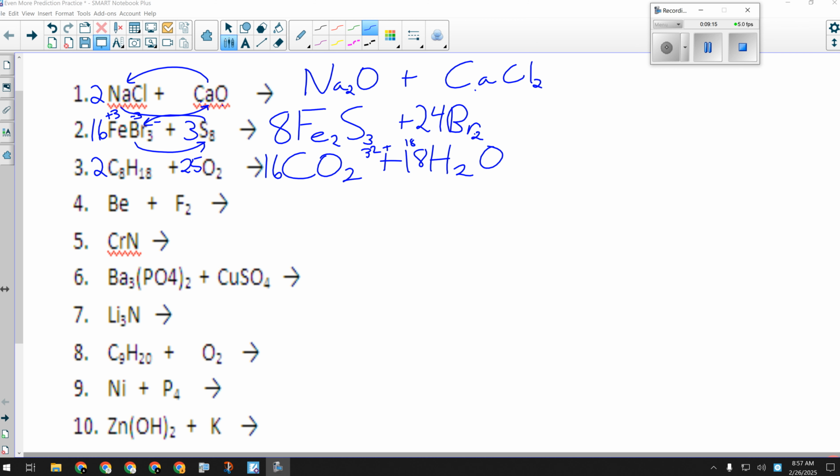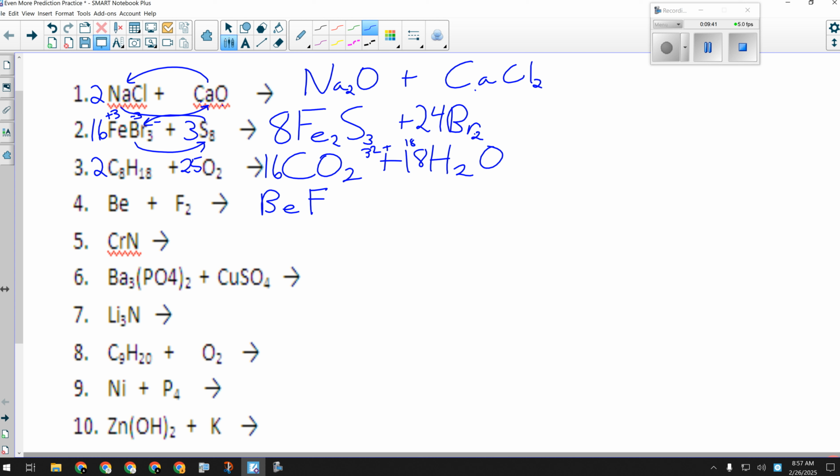So number 4, I've got beryllium reacting with fluorine. So 2 elements reacting with each other. What kind of reaction would that be? Synthesis. In a synthesis reaction, all that happens is these 2 things combine to form a single compound. So I'm just going to write them together. BeF. So identify the reaction type.